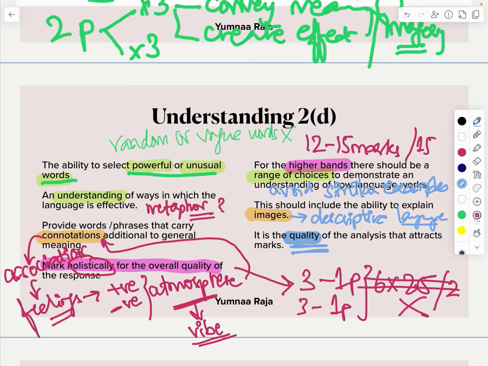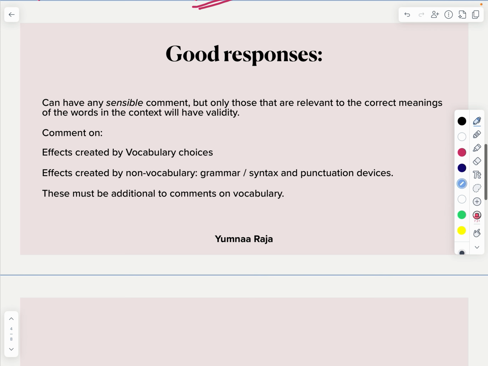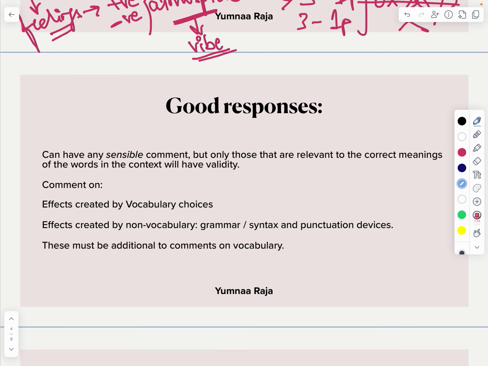Now that we have built on this skeletal format of this question, let's move ahead and see what good responses actually have, and then we're going to go and solve something. So, examiners are telling you that you can make any sensible comment. What that means is that even if the comment is not in the mark scheme, but it is still relevant to the question that you have, you will get a mark. Moving forward, if you have to solve this question, please bear in mind that you can either comment on vocabulary choices or you can comment on non-vocabulary choices.